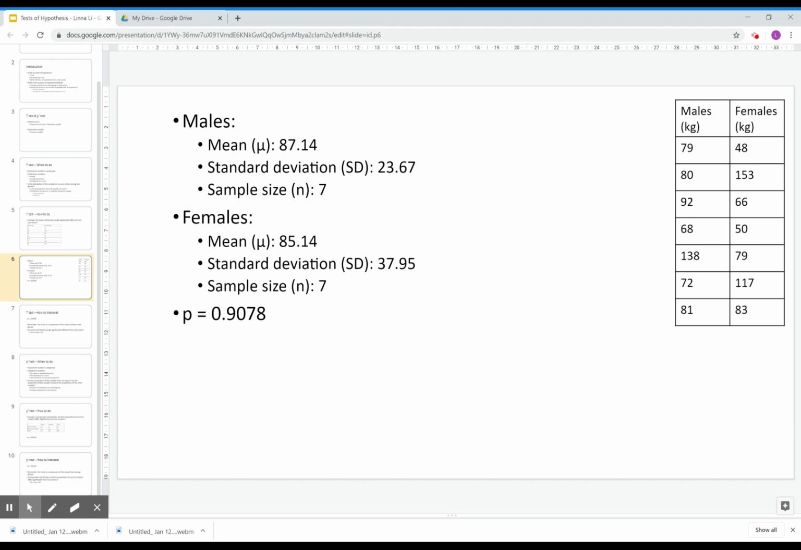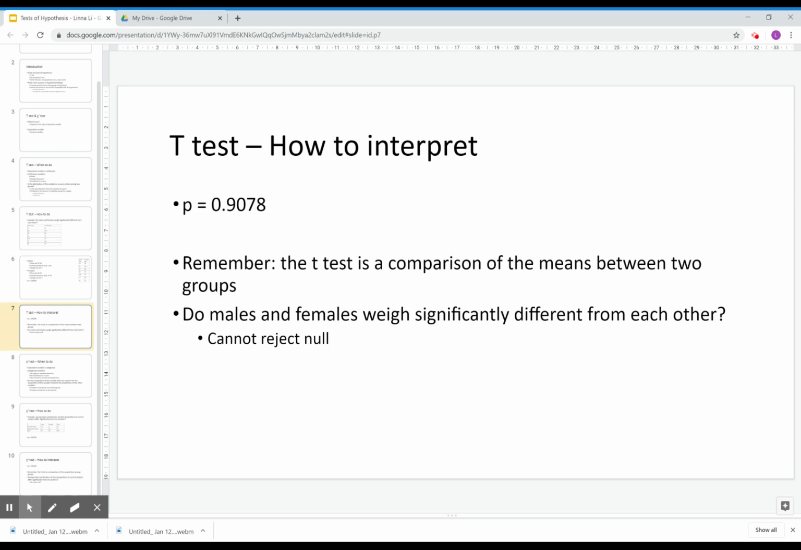The p-value is 90.78%. Remember that the t-test is a comparison of the means between two groups. Our question is, do males and females weigh significantly different from each other? Our null hypothesis is that they do not. Given that the p-value is so high, we cannot therefore reject the null hypothesis. So we cannot say that males and females weigh significantly different from each other based on this sample group.